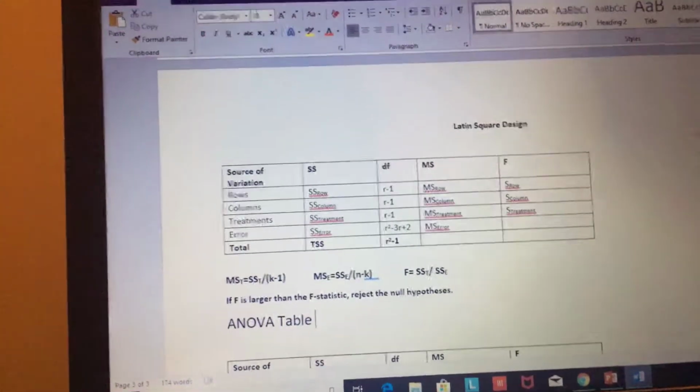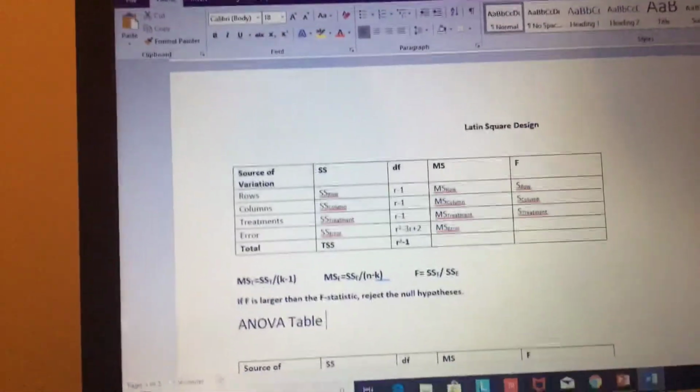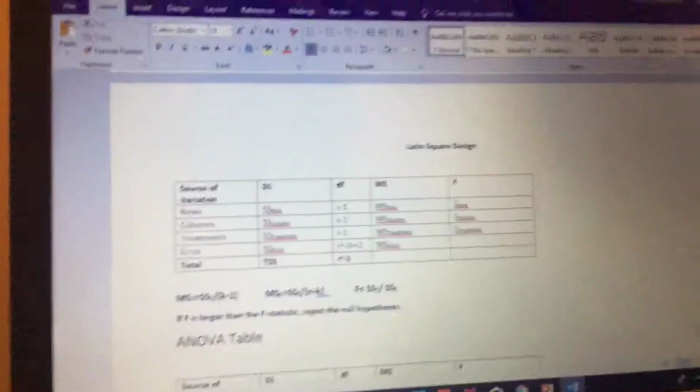And when you find your F value and it is larger than the F statistic, you reject the null hypothesis. And if it is not, then you fail to reject the null hypothesis.